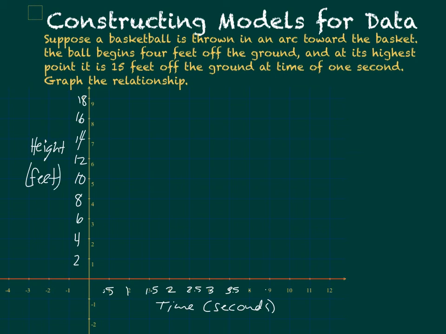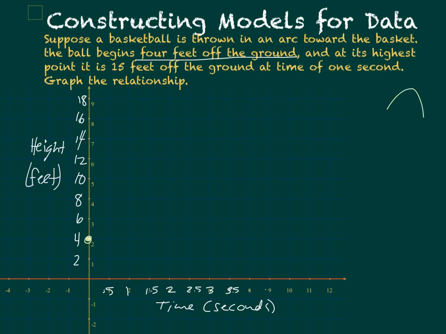And then we just graph what we know. So we know we started 4 feet off the ground. So at time 0, we are 4 feet off the ground. So I'm going to mark that point. And then I know that it's an arc. So it's going to be something like that.